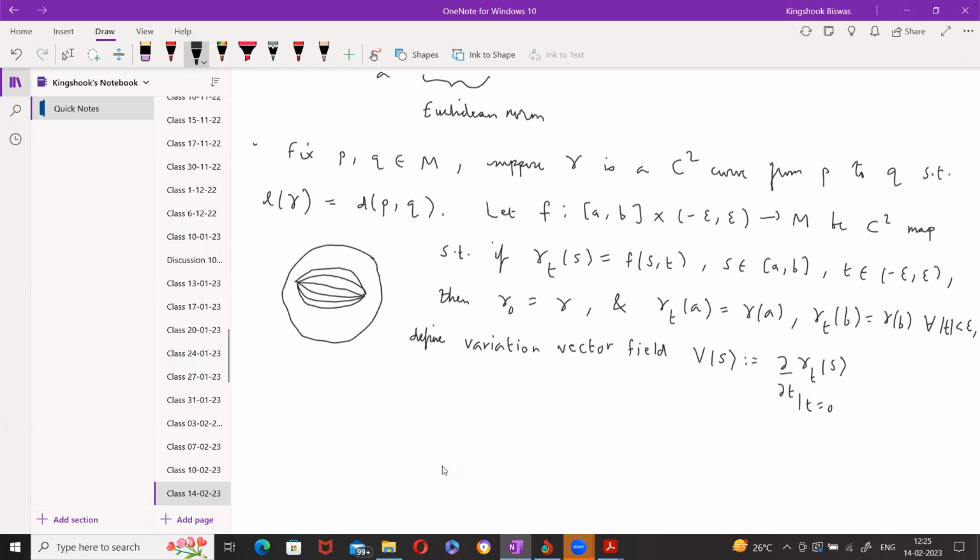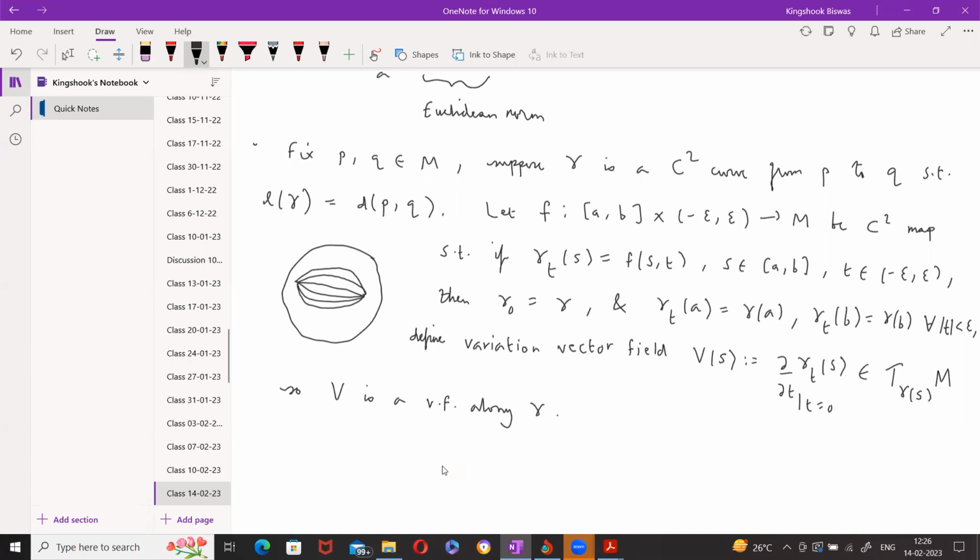So if I fix S and I vary t, then I get a curve in M which passes through gamma of S at time t equal to 0. So when I differentiate with respect to t at time t equal to 0, I'm going to get an element of the tangent space to M at the point gamma of S, right? So this is a vector field along gamma. So V is a vector field along gamma. Is that clear? Yes.